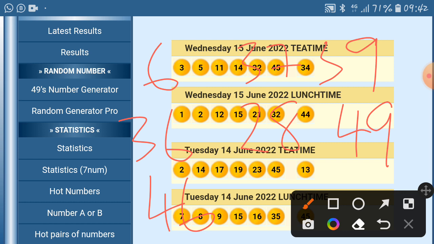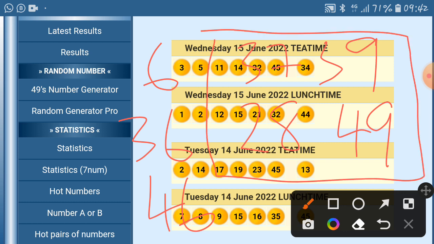Well, I want you to watch this. From these 4 numbers, when they start dropping one of them, you see that all of them will drop. They will be dropping on those specific draws or on those specific days. 37, 39, 28, and 49.